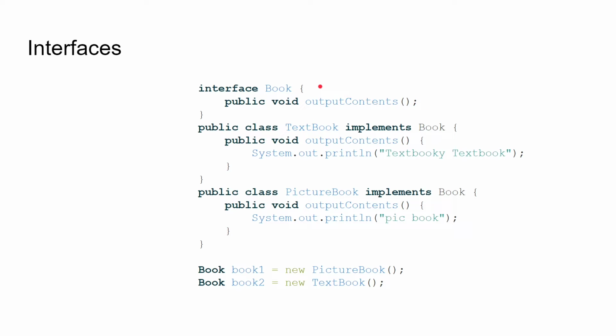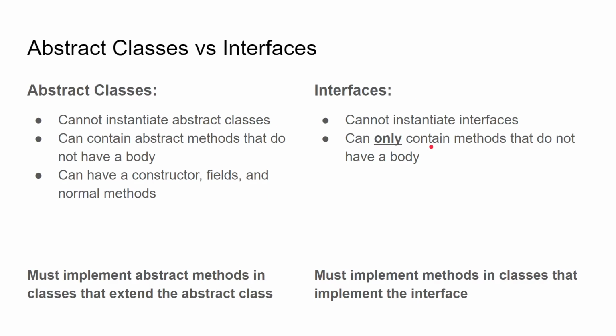So we declare it like this. We don't need to add the abstract keyword here, but this acts almost like an abstract class. And if we use the implements keyword to implement a book, then as you can see, we have to implement the outputContents method. So what's the difference between abstract classes and interfaces?